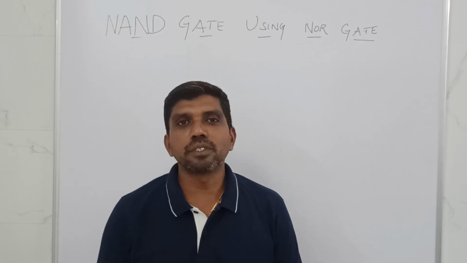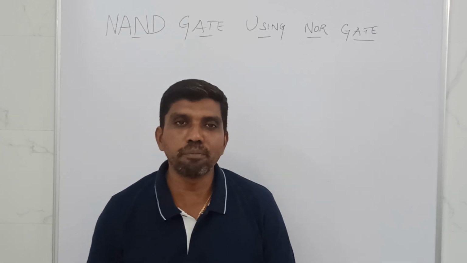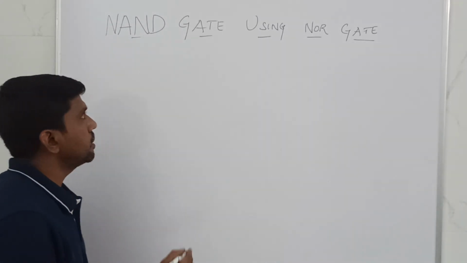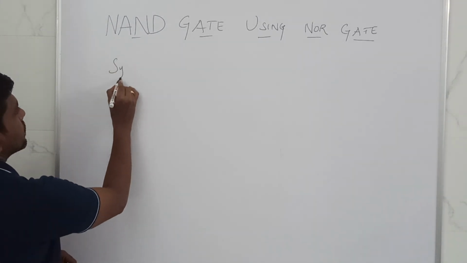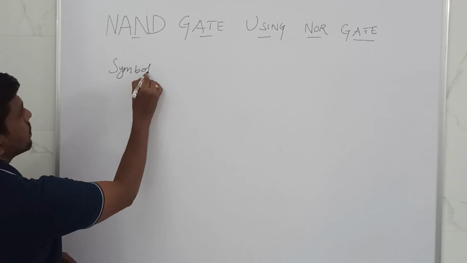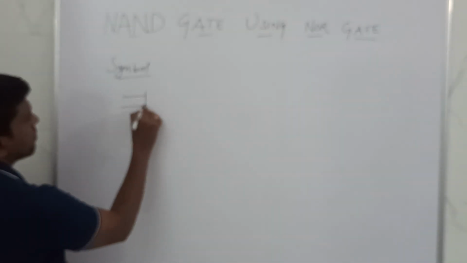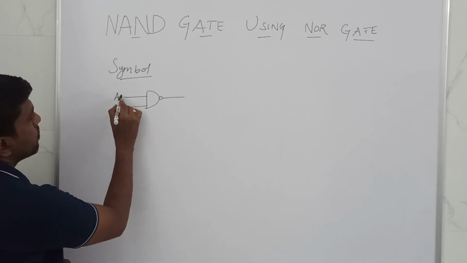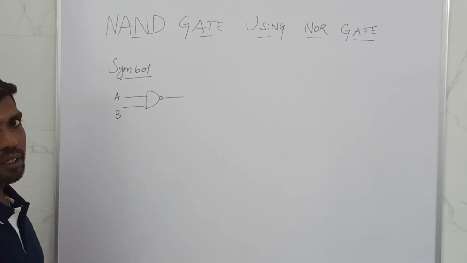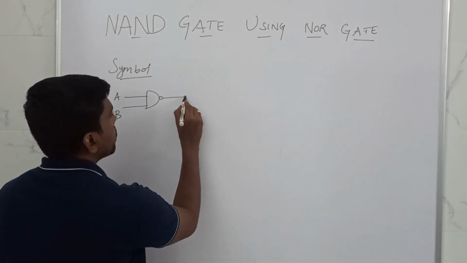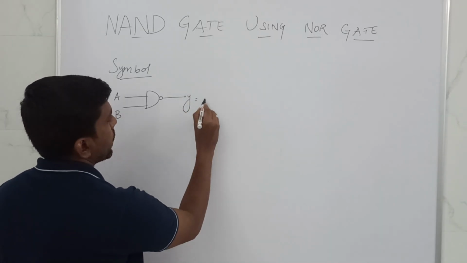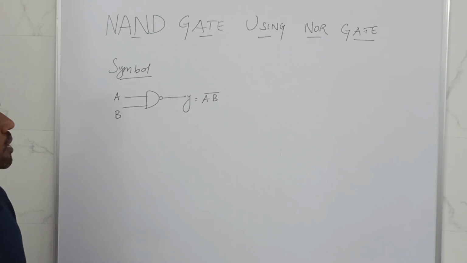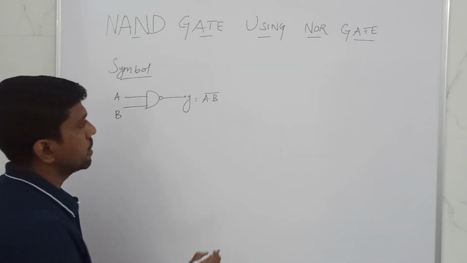Today's class I am going to discuss how to implement a NAND gate by using NOR gates. So first I draw the NAND gate symbol. It has two inputs A and B. The output is Y. So Y equals (A dot B) the whole bar. So it's the NAND gate Boolean expression.